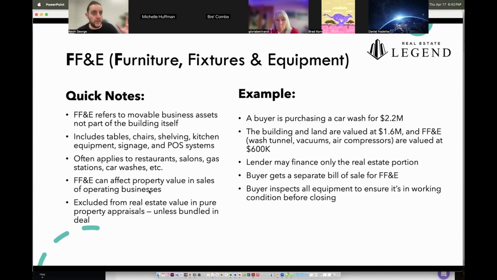So we know to either bundle it into the deal or exclude it from the deal too, right? The seller may not be including that stuff. They may say, hey, I'm not including any of this. So then you need to know to exclude it from the deal.